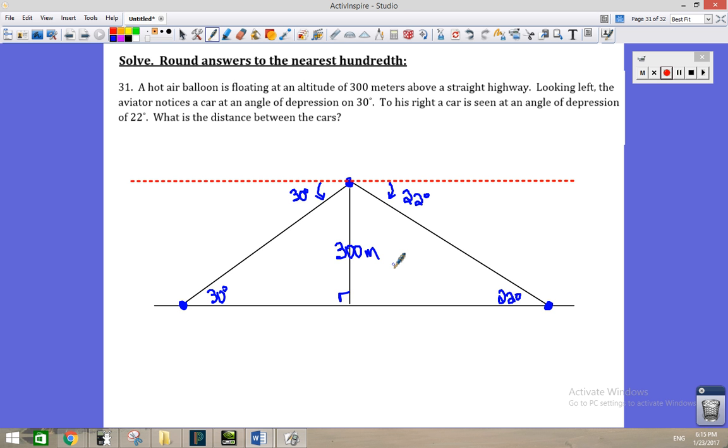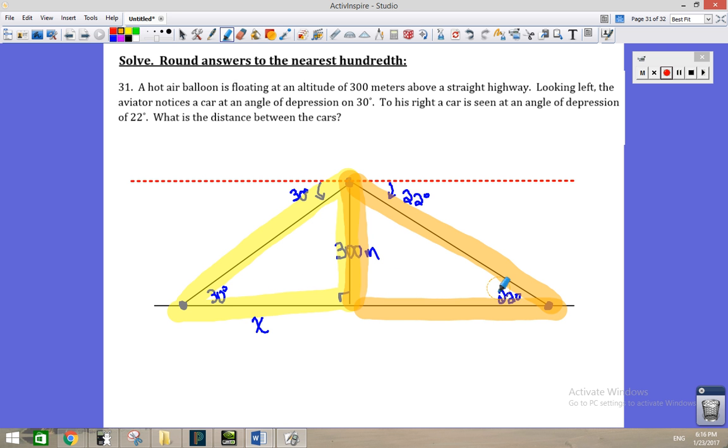So let's come in and work with this right triangle and find this distance from the car to directly underneath the balloon, and then we'll work with this other right triangle. We don't have symmetry with the 30 and 22, so we can't say that it's x. So I'm just going to say that it's y. The distance between the cars is going to be x plus y. That is going to be our final answer.